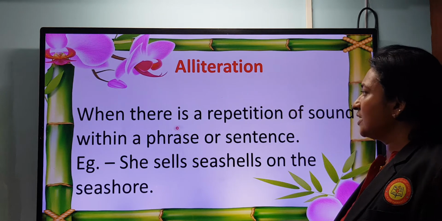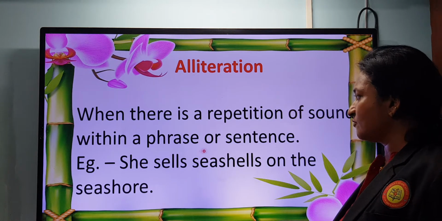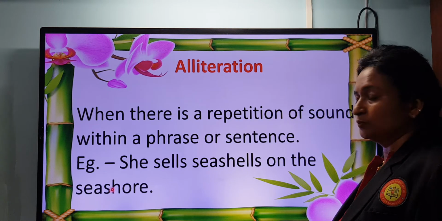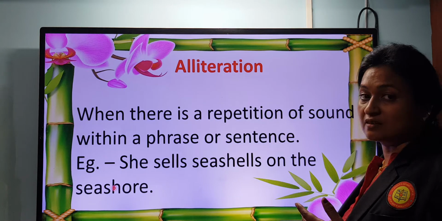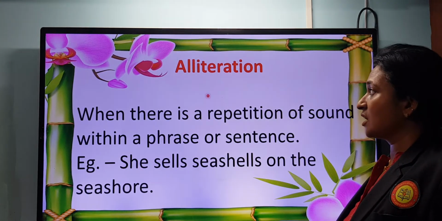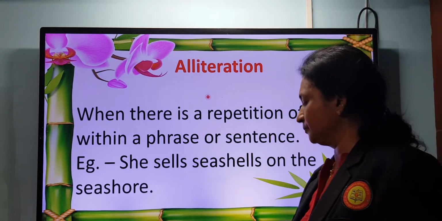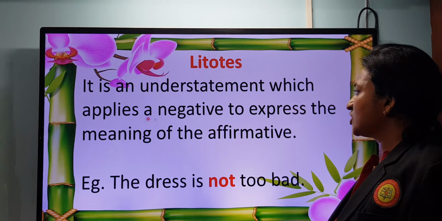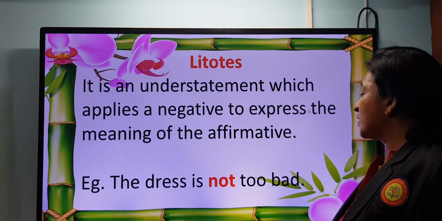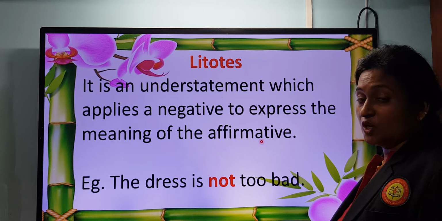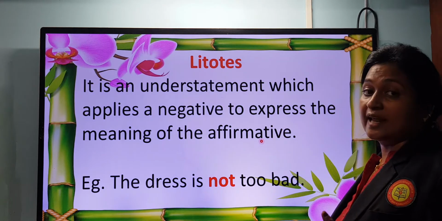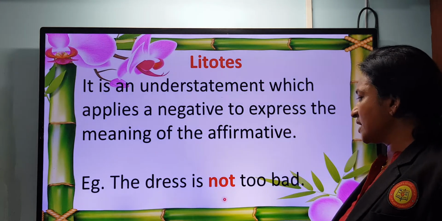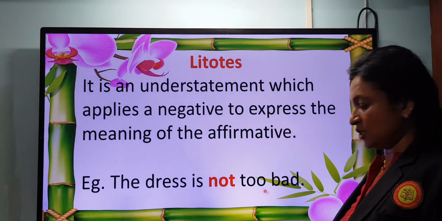Alliteration: when there is a repetition of sound within a phrase or sentence. She sells seashells on the seashore. So here the S sound is being repeated. So that is alliteration, any consonant sound. Litotes: it is an understatement which applies a negative to express the meaning of the affirmative. Whenever you have a negative word like not, nothing, never, we call it litotes. The dress is not too bad. Here not is used.